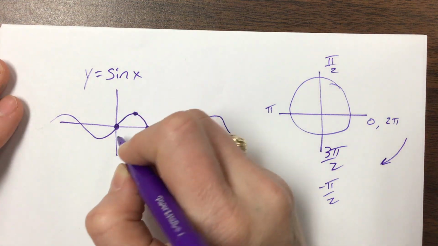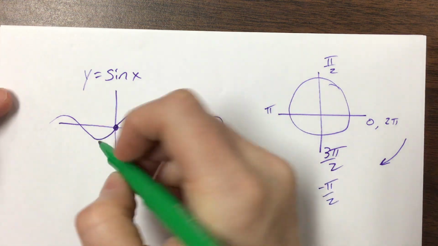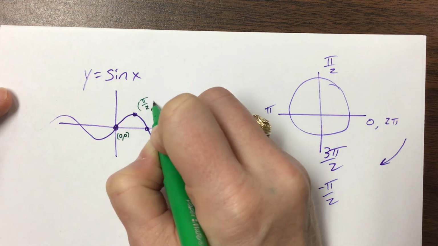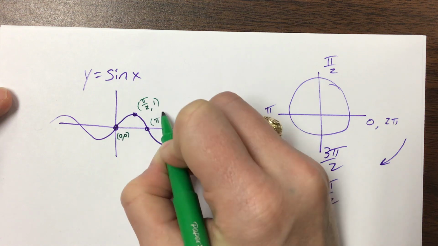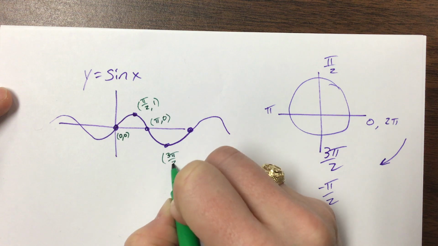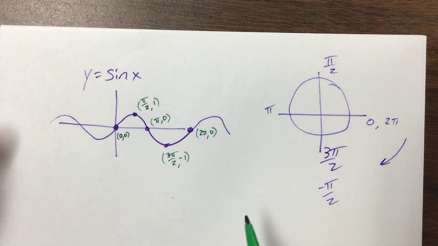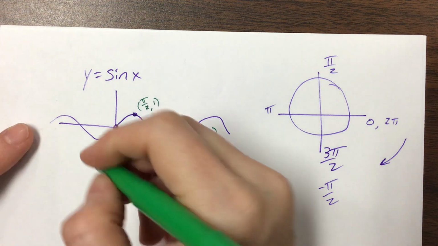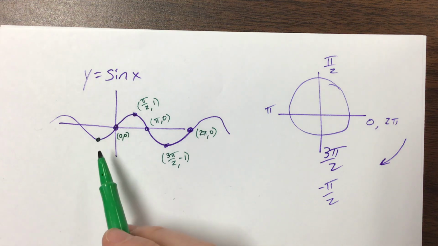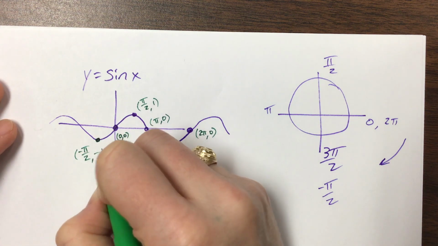So if we look at our curve, this is the point 0, 0. This is the point pi over 2, 1. This is the point pi, 0. This is the point 3 pi over 2, negative 1. And this is the point 2 pi, 0. If that is new to you, go back, you have to know that. There's the truth of it. And this point right here would have been the point negative pi over 2, negative 1.